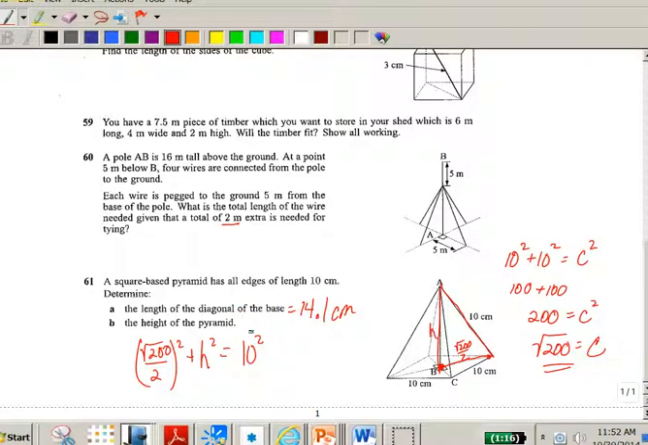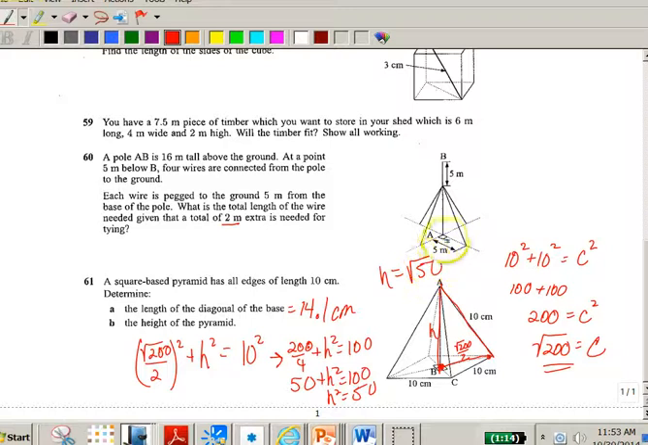And the rest is just some pretty simple calculation. Remember, when you square the square root, it becomes 200, but you also have to square the 2 on the bottom. So you get 200 over 4 plus H squared equals 10 squared, which is 100. 200 over 4 is 50. 50 plus H squared equals 100. Subtract 50 from both sides. H squared equals 50. Therefore, H is the square root of 50, which is about, let's see if I can do that in my head. I can. It's 7.07. 7.07, and centimeters are units.